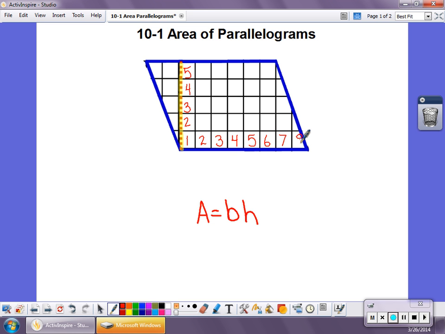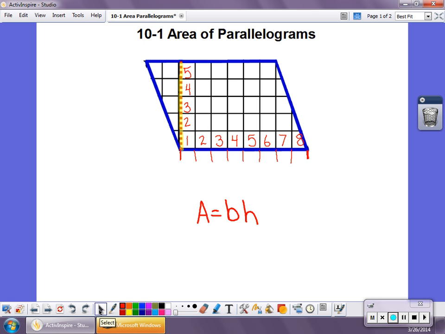Now this last one I'm going to label as 8, and you might be thinking, well, that's not a full square. And you're right, it's not a full square, but right now all I'm looking for is the distance, how long it is. And so from here to here, if I were going to count it up, it would be 8 full units, even though this isn't a full square. So if we look at this, I can see that this parallelogram has a base of 8 and a height of 5. Now you still might be wondering, well, how can we use this rectangle formula for this parallelogram?